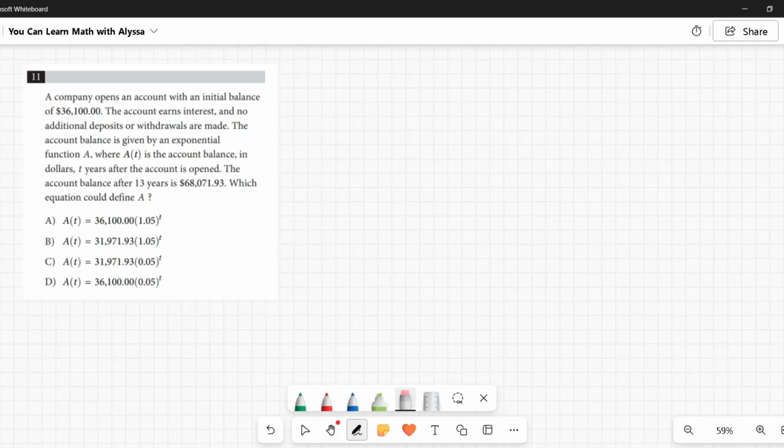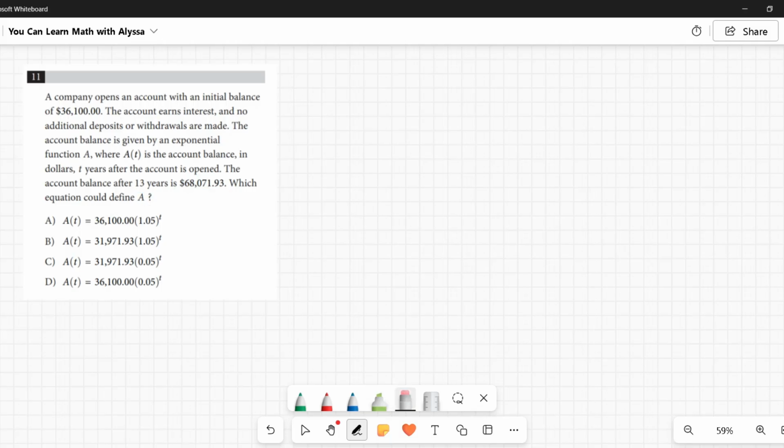All right. So a function here, A of t years after the account is open. They're saying if I plug in t, the number of years after it's happened, into one of these equations, it's going to give me this final balance of $68,071.93 when t is 13.